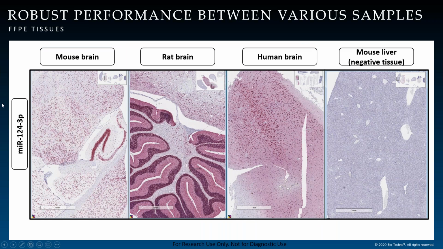Switching gears, as I mentioned in a previous slide, the miRNAscope assay is compatible with multiple tissue types. In this slide, we're demonstrating robust assay performance in various species of formalin-fixed paraffin-embedded tissue samples. For example, demonstrated here, microRNA 124 is detected in mouse, rat, and human brain tissues with abundant signals. To demonstrate specificity, a known miRNA 124 negative tissue, such as the mouse liver, is also stained with the miRNA 124 target probe. As you can see here, the negative tissue is very clean with no detection of the miRNA 124 target probe.